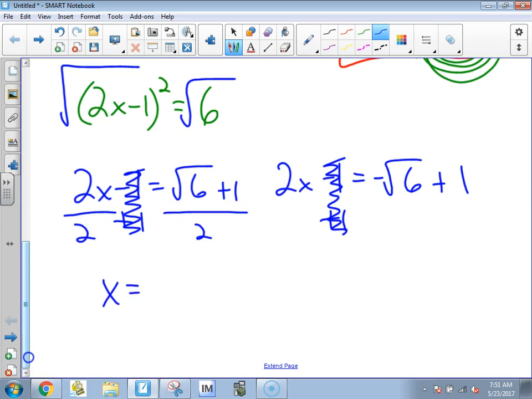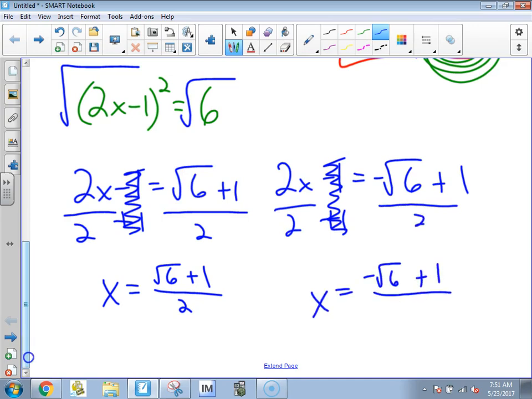So x equals the square root of 6 plus 1 over 2. Make sure not to extend that square root sign. And similarly, x equals negative square root of 6 plus 1 divided by 2. Most people put the 1 out in front of the square root of 6 or negative square root of 6, but it doesn't really matter. Technically, both of these are considered correct. Now you can see why factoring would not have worked to come up with these answers. This is it.